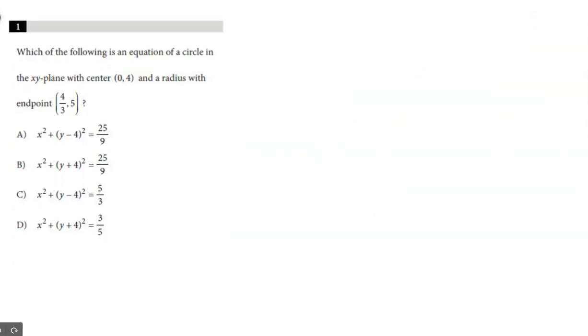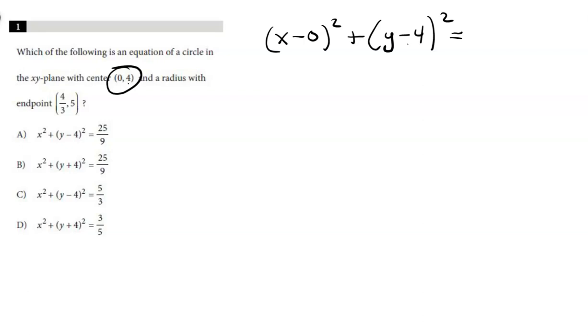So number one, which of the following is the equation of a circle with a center of (0, 4) and a radius with an endpoint of (4/3, 5)? All right, well, let's deal with this first part. If you have a center of (0, 4), that means you're at (x - 0)² + (y - 4)². So even though it looks like negative 4, it's really positive, just because that's the way the equation's set up. And then we have r². So first things first, this can be simplified to just x².